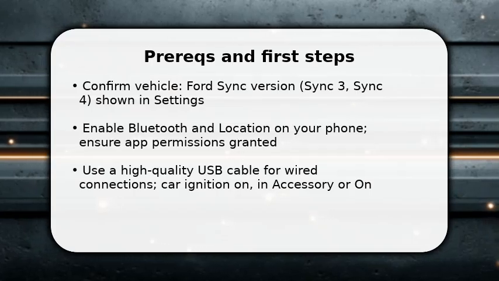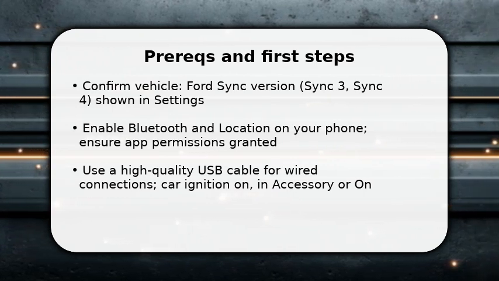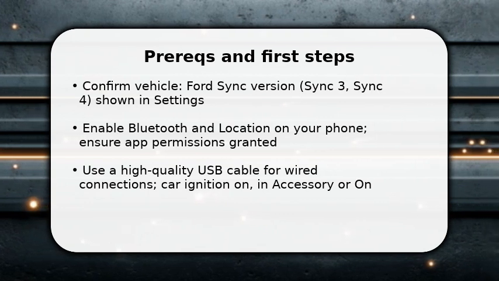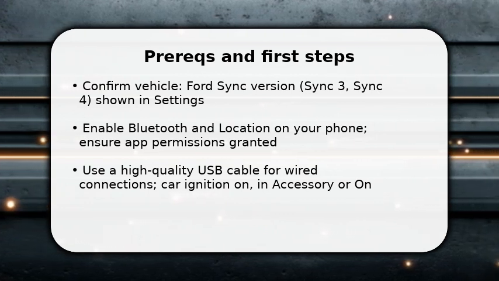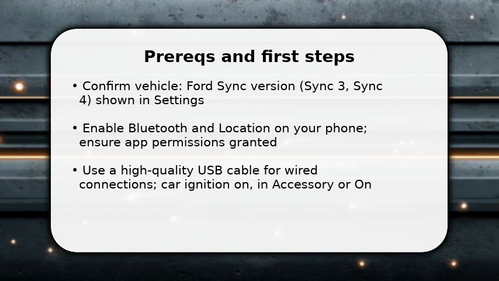You start by confirming the SYNC version in the car, SYNC 3 or SYNC 4, because pairing menus differ. Once done, enable Bluetooth and location on your phone and grant the app permissions so data and audio route properly. Make sure the phone is awake and unlocked.